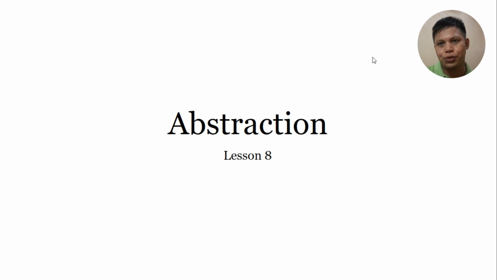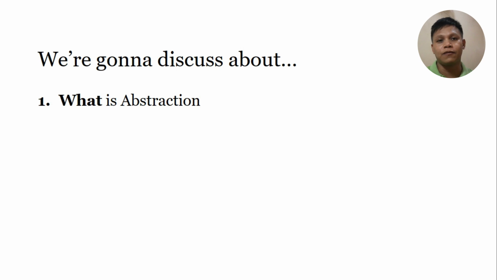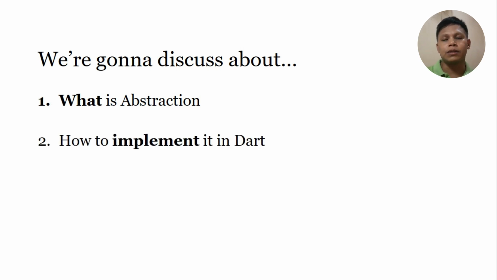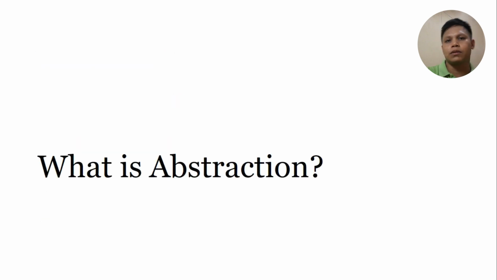And as usual with our previous object-oriented concepts, we're going to talk about what abstraction is, the definition of this object-oriented principle, and how we implement this in Dart. What are the benefits of abstraction, or in other words, when do we use it and why do we use it? Okay, so let's start with, of course, the definition of abstraction in the context of object-oriented programming.